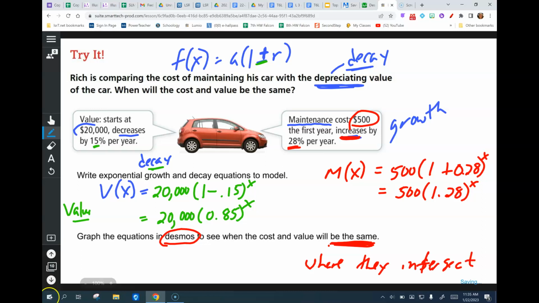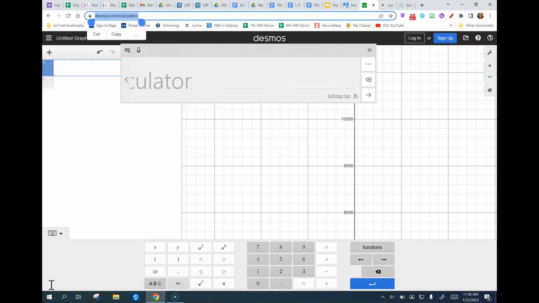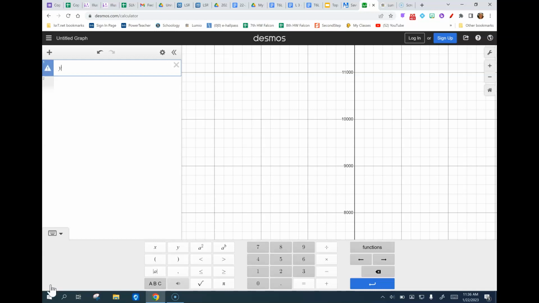Go to Desmos.com. So we are now on Desmos.com, and let's see. Oh, that's right, my marker doesn't work out here. Anyway, look up at that top bar where it says Desmos.com, and that's what you're going to do if you haven't already figured out where to go. Okay, so let's put each of these functions in. I'm going to use y again just to be faster. The first one I'm putting in is the value.